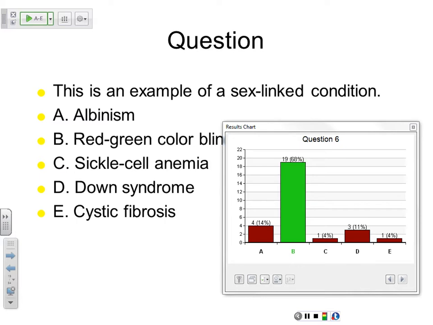So, yeah, it's red-green color blindness. That's a sex-linked trait. So it occurs on the X chromosome, all right? And then we will do a little bit of crosses so we can see, using the Punnett square, how you can inherit sex-linked traits. All right. So the Punnett square shows the probability of inheriting a genetic trait. All right. Because later on we'll be talking about pedigrees.